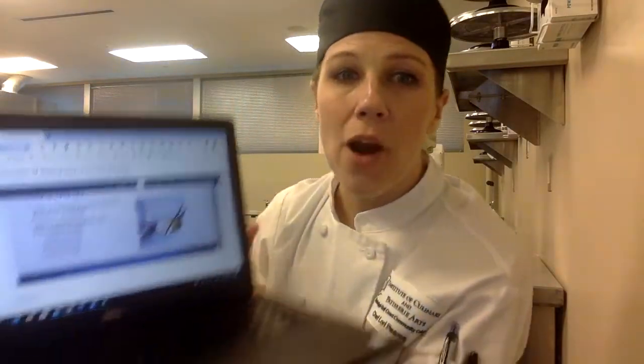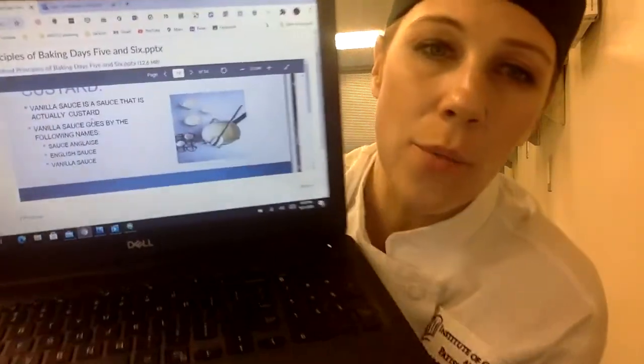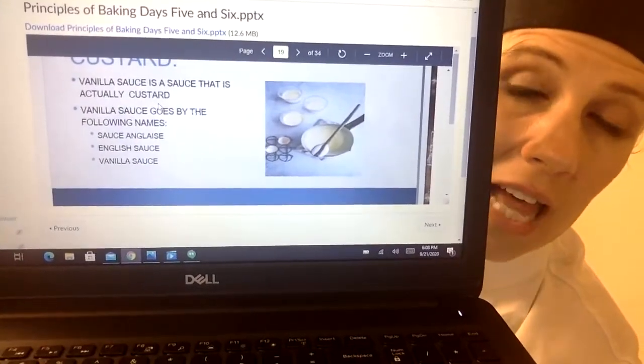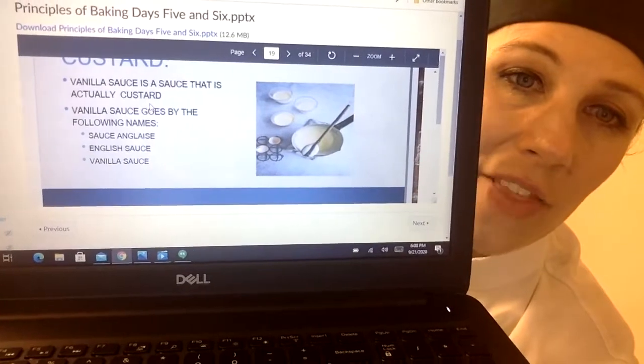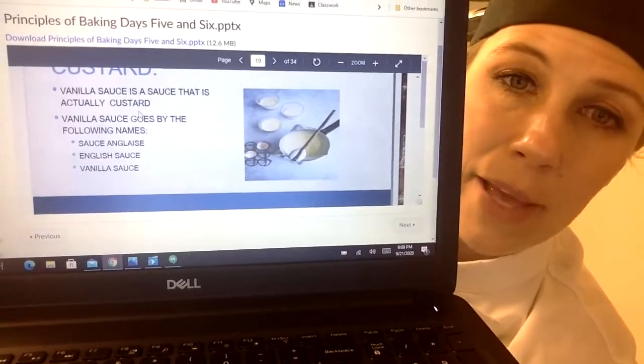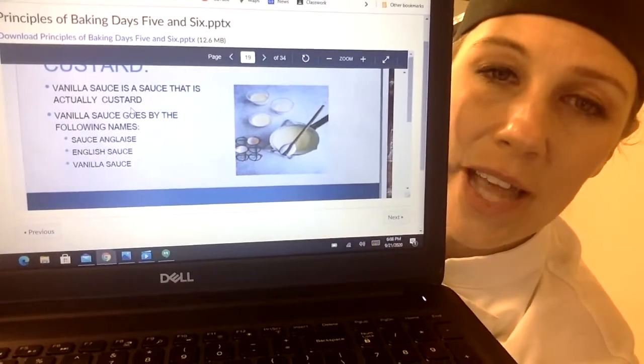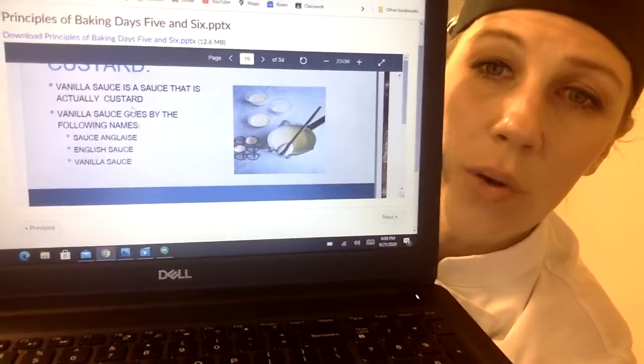So, a good picture of nappe consistency is on your PowerPoint. So you see that wooden spoon that is over the pot? You see how there's a line and it's not running together? That's because they've hit nappe consistency, and that's what we're looking for. A nice clean line that's not running together and a thickness that holds its own, but it's not coagulated. Nice and smooth. Delicious vanilla sauce.